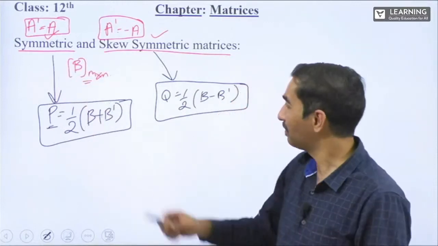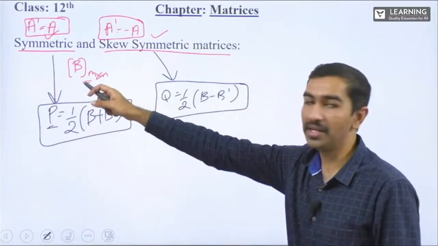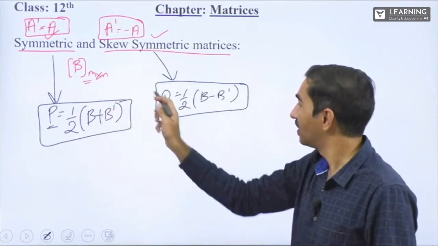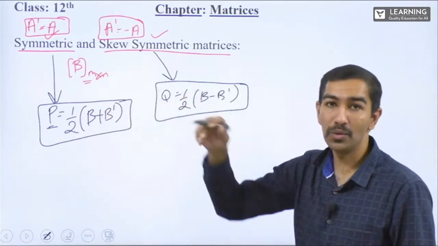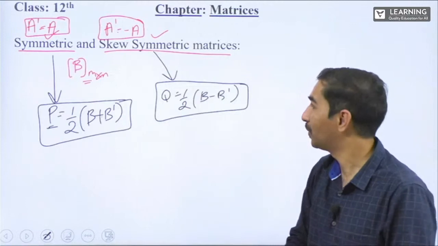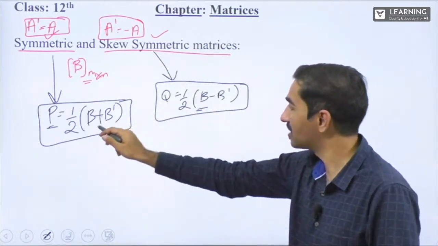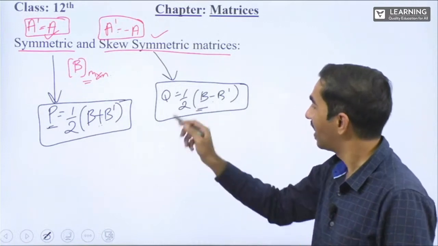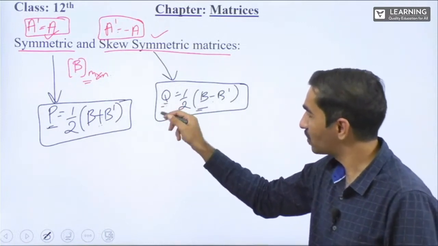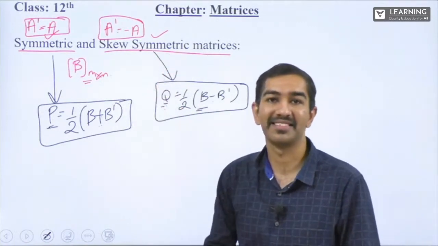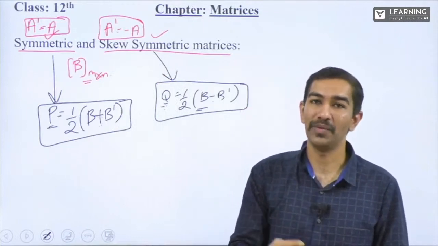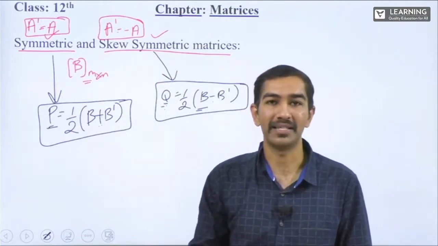Same thing here. If the given matrix B of order m cross n has to be converted into a skew symmetric matrix, then you have to operate it in this way. The only difference is here it is plus, here it is minus, and the resultant Q is called a skew symmetric matrix. As simple as that. We'll have a quick look at an example. You will understand this better.